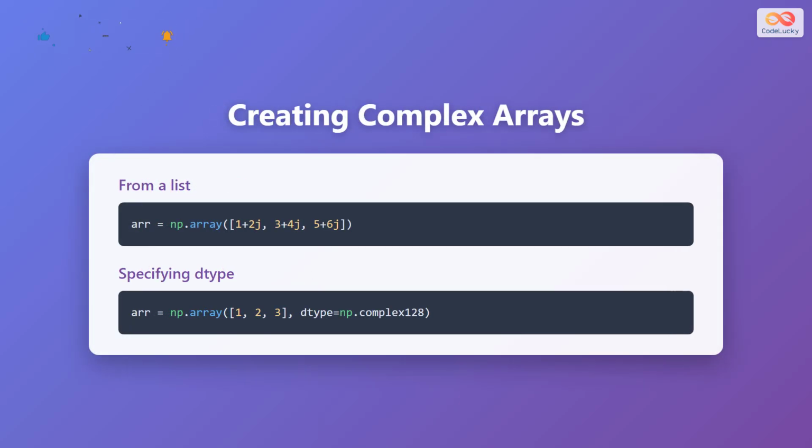NumPy allows you to create arrays of complex numbers easily. You can create a complex array from a list by passing complex numbers directly to np.array. For example, np.array with 1 plus 2j, 3 plus 4j, and 5 plus 6j creates an array of 3 complex numbers. Alternatively, you can specify the dtype parameter as np.complex128 to convert regular numbers into complex format.